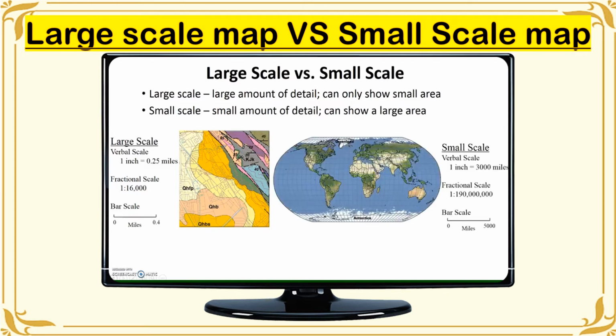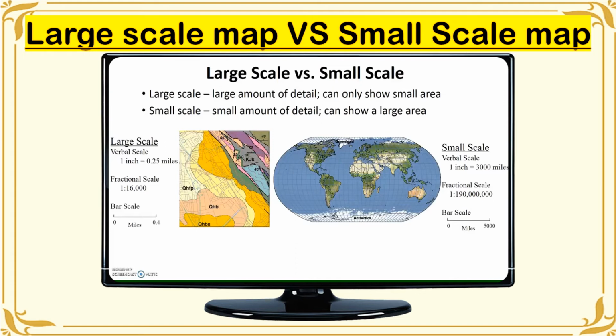Small scales, in contrast, typically show a large area of the Earth, and thus can only show a small amount of detail. Check out this world map. Not much detail, but you can see the whole world. Indeed, any map of the entire world is going to be a small-scale map. A map of California or Redwood City on the same size piece of paper would be a much larger scale map.